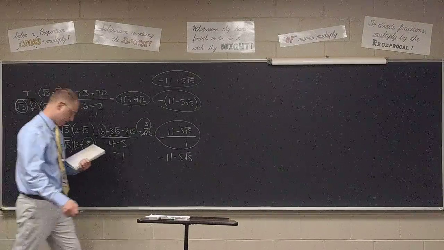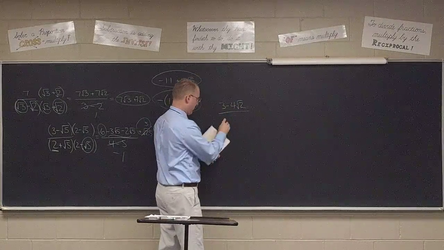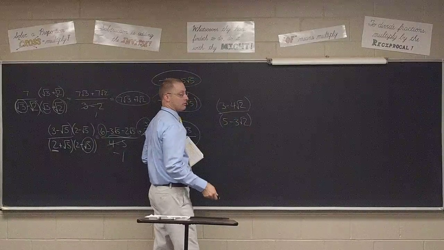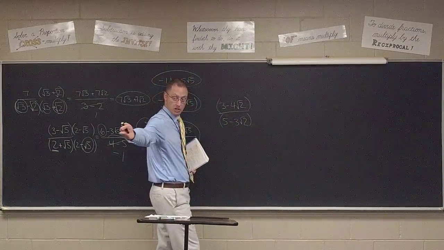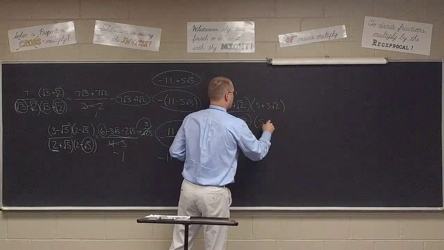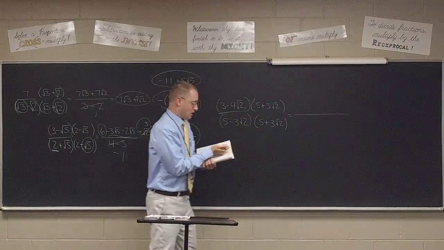All right, then number 12, we had a 3 negative 4 square root of 2 over 5 negative 3 square root of 2. Class, multiply top and bottom by? Conjugate, which is? Good. And I always take care of the denominator first because it's easier, and I'm lazy, and I like to do the easy part first.